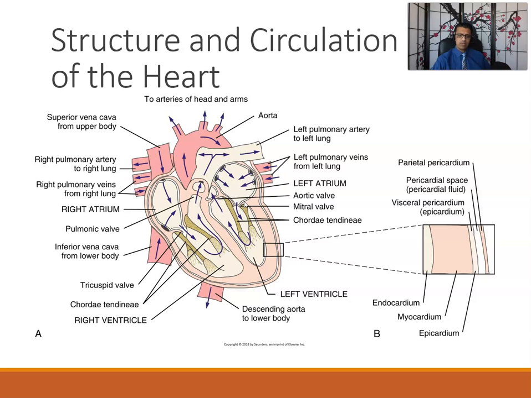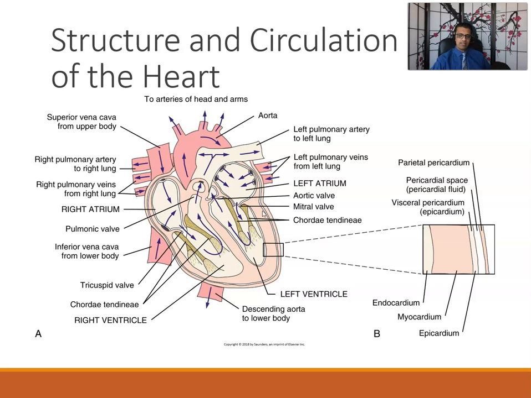Then it goes through the left AV valve, the mitral valve. You've heard of mitral valve prolapse or a heart murmur. A murmur is where the valves are faulty. Here's the left ventricle, which is thicker than the right ventricle, and it pumps blood all the way through the aorta, and that's oxygenated blood. So in a nutshell, that's how the heart works.